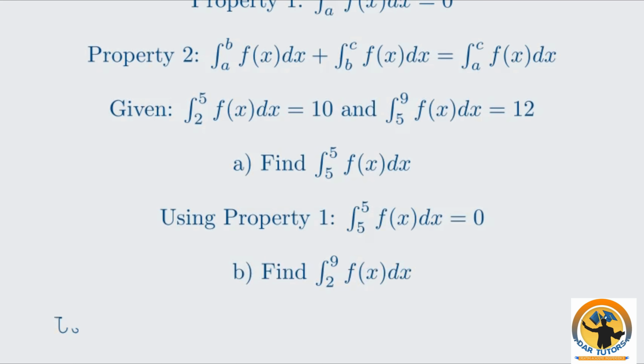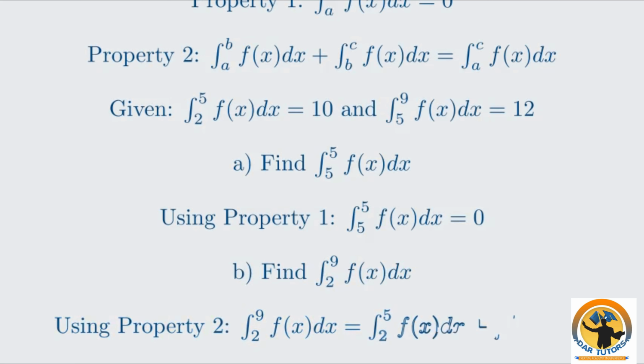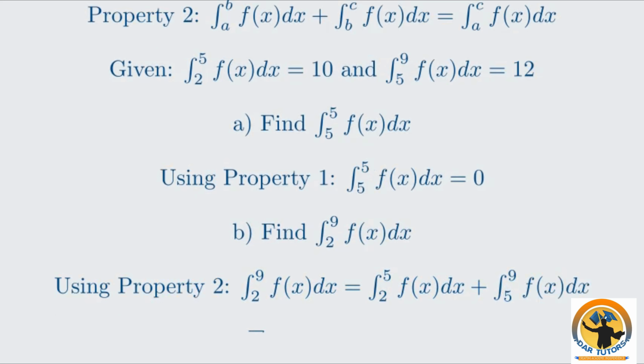Next, let's find the integral from 2 to 9 of f of x dx. Using our second property, the integral from 2 to 9 can be split into the integral from 2 to 5 plus the integral from 5 to 9. We are given the values for these two integrals. The integral from 2 to 5 is 10, and the integral from 5 to 9 is 12. Adding them together, we get 10 plus 12, which is 22. So the integral from 2 to 9 is 22. These properties are fundamental and will be used extensively as we delve deeper into integral calculus.